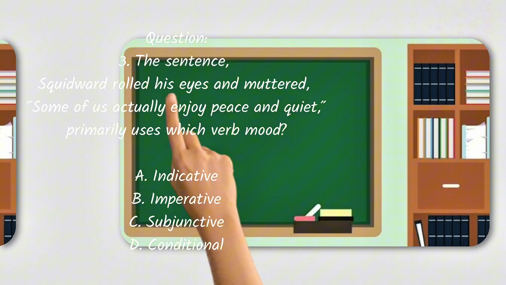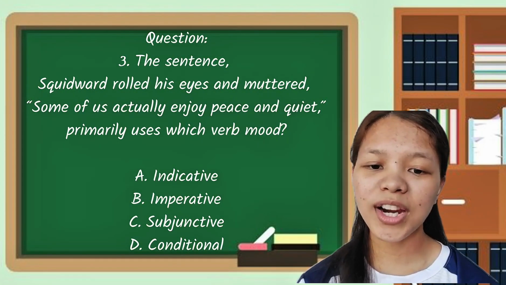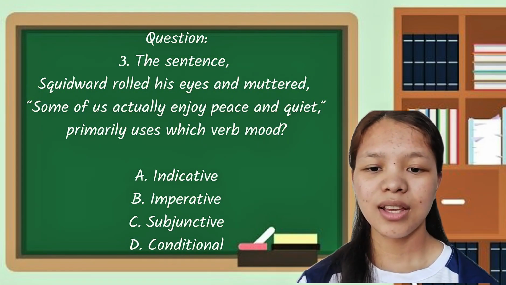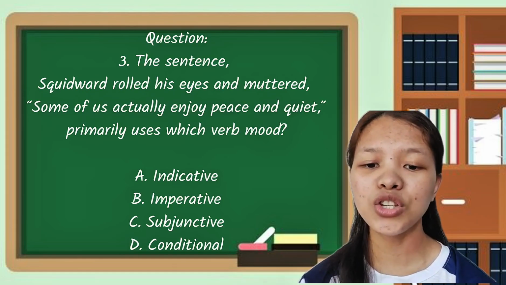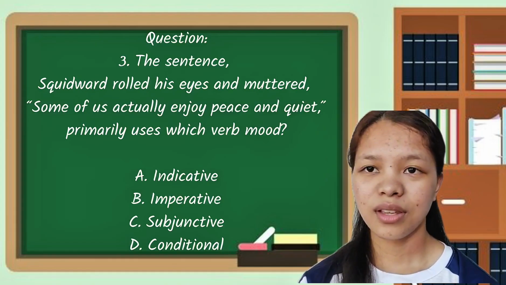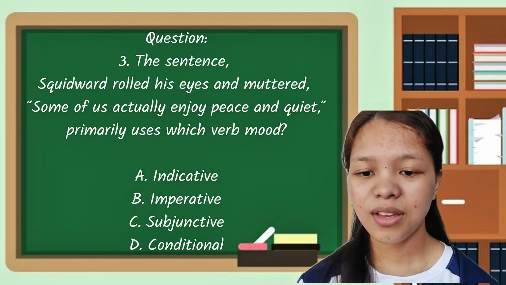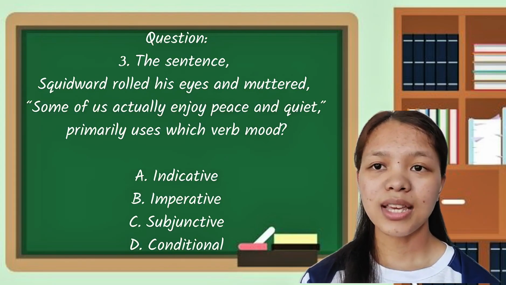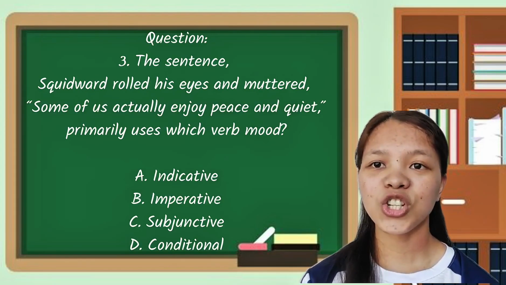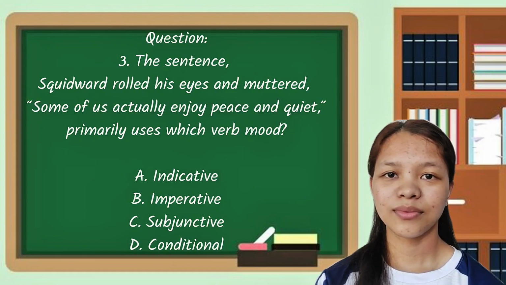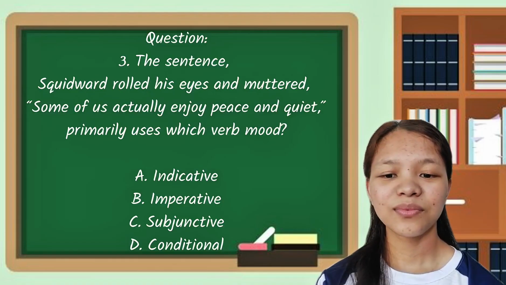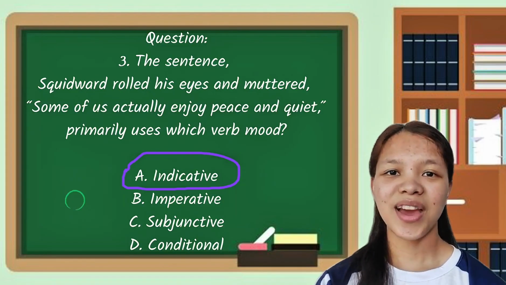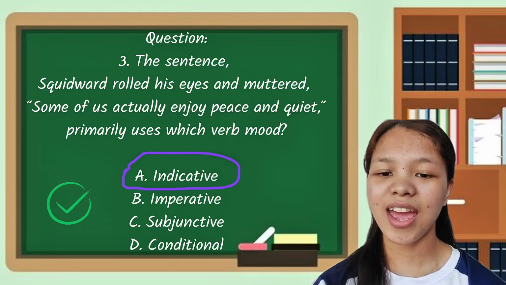Okay, now, for question number 3. The sentence, Squidward rolled his eyes and muttered, "Some of us actually enjoy peace and quiet." It primarily uses which verb mood? Is it A. Indicative, B. Imperative, C. Subjunctive, or D. Conditional? Okay, the correct answer is letter A. Very good.